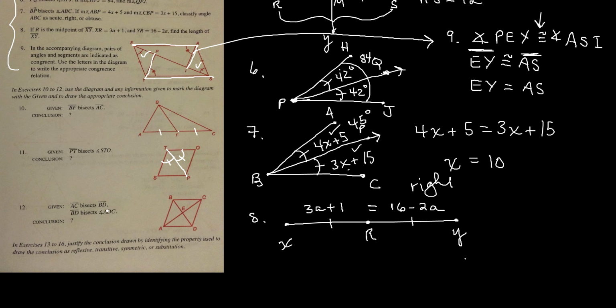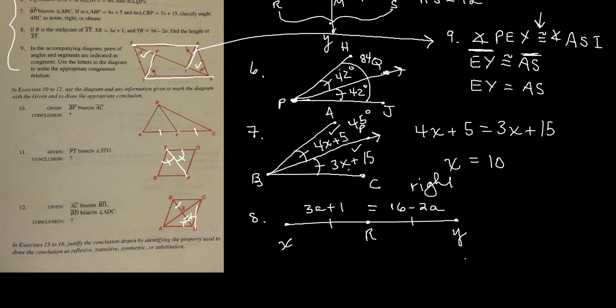AC bisects BD. So AC bisects BD. So this is going to be congruent to this. And BD bisects angle ADC. So this is going to be congruent to this. That's how you mark the symbols in the diagram.